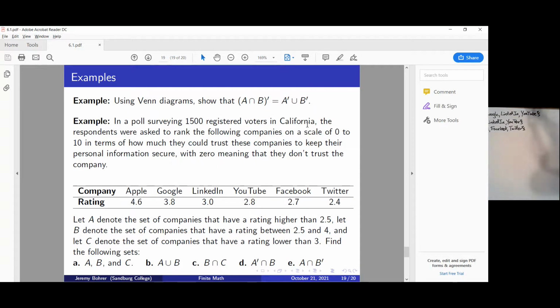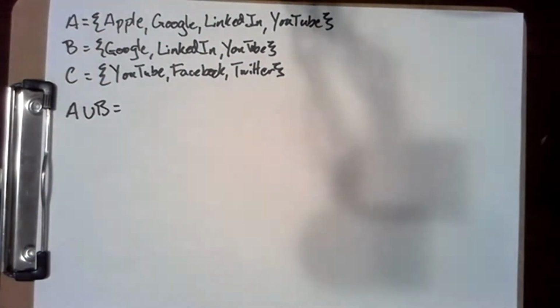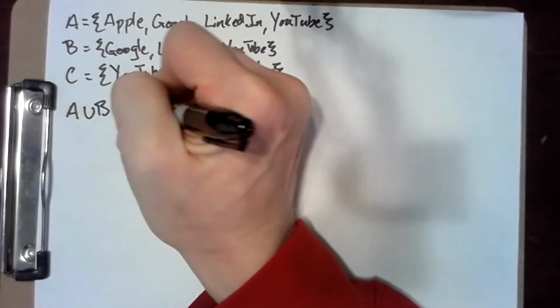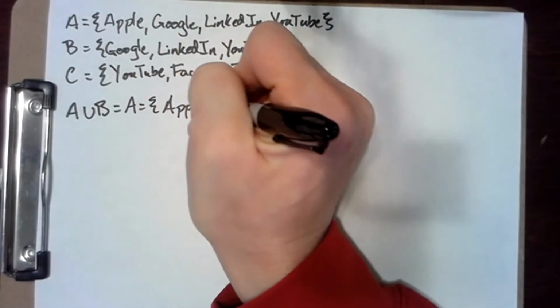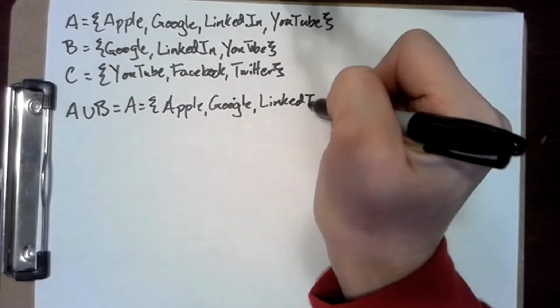So with that in mind, we've already found A, B, and C. Now we want to find the union of A and B. So the union of A and B is just going to be everything that is in A and everything that is in B. But remember that everything that is in B is already in A. So that is really just set A, which is the set of Apple, Google, LinkedIn, and YouTube.